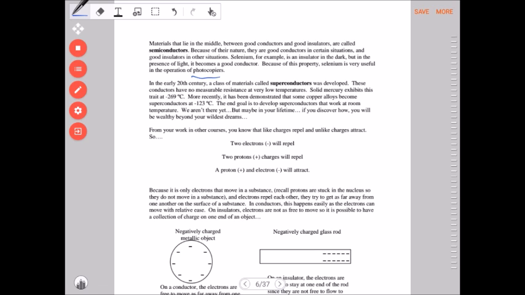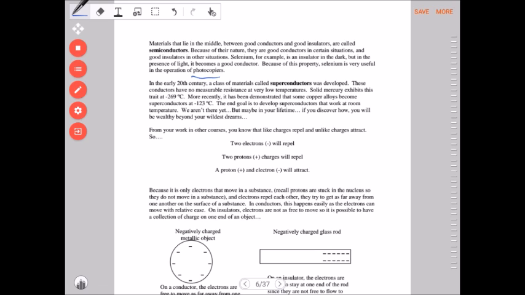Now of course the end goal is to develop superconductors that work at room temperature. We aren't there yet, but this might happen in your lifetime, and you never know, it might even be you that discovers it. And just so you know, if you do discover that, you will be wealthy beyond your wildest dreams. So someone's got to do it, why not you? Anyways, moving on, there's my plug for higher physics.